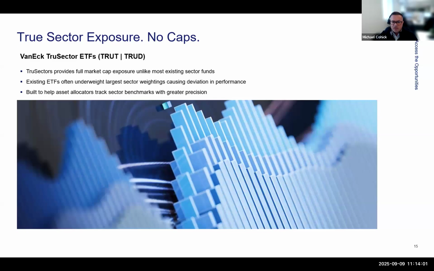So going back to where we started, quite simply, to put it plainly, TruSectors provide true exposure without caps. They're built for allocators who need precision and efficiency. And I'll just read through our 3 key points here. TruSectors provide full market cap exposure, unlike most existing sector funds. Existing ETFs often underweight large sector weightings, causing deviation in performance. And these ETFs are really built to help asset allocators track sector benchmarks with greater precision.